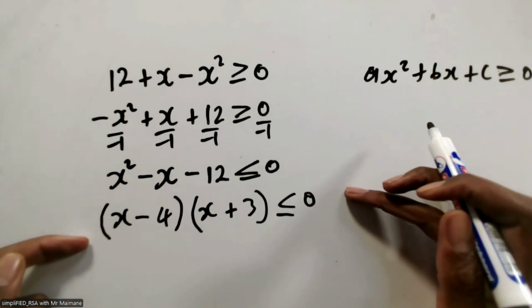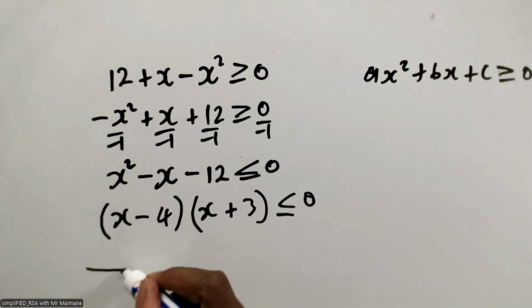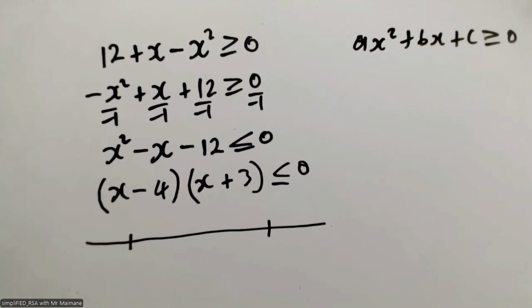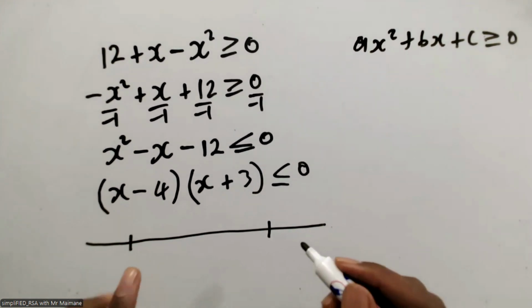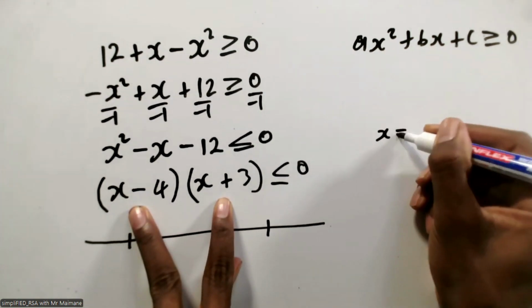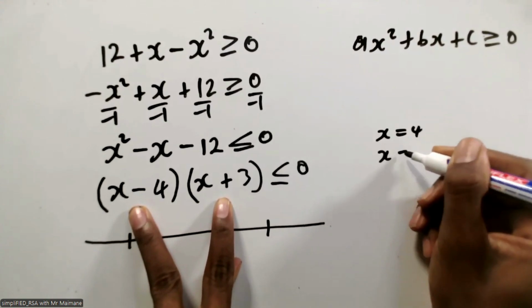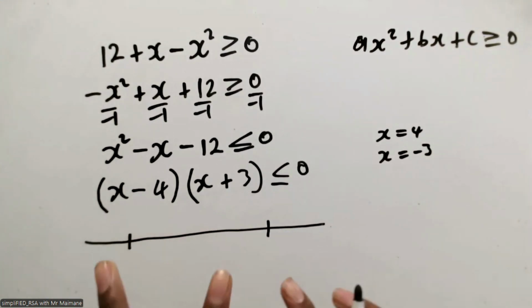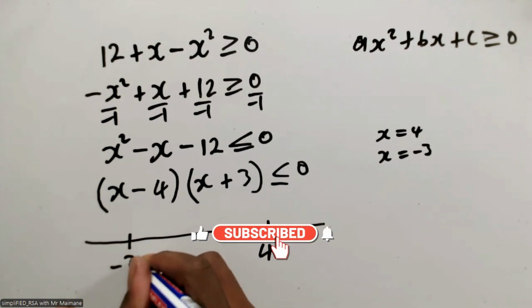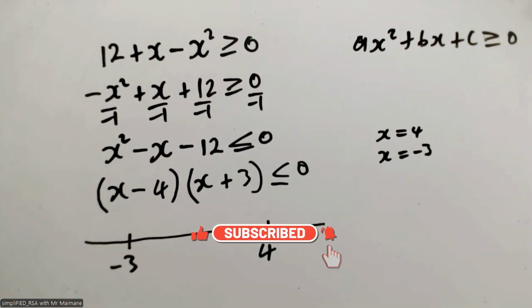Now, when I get here, I do what? I represent my values in a number line. When I represent my values in a number line, what would be the next step? The next step is to put the values there. So if this was an equal sign, ideally I would find that x is equals to 4 or x is equals to minus 3. Now, if I put the values here, I would have 4 here, I would have minus 3 here. Now, what do I do next?